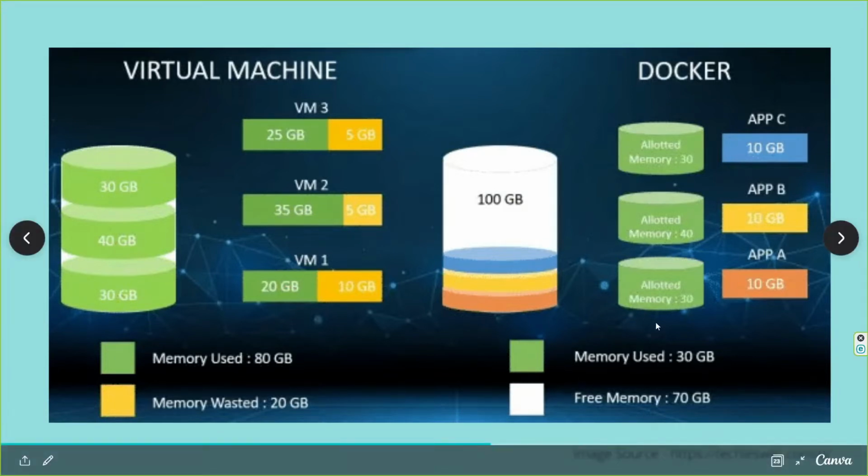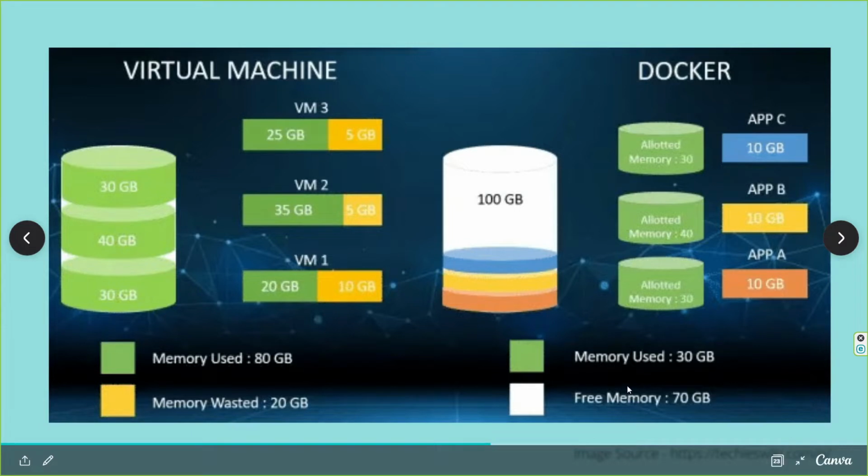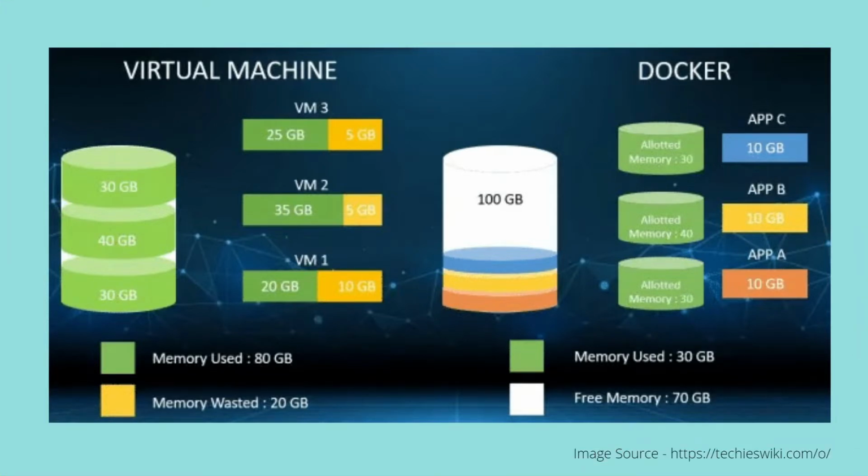Also here, memory usage is 30 GB overall, and here it is free memory, whereas in the virtual machines it was wasted memory. Why do we call it free memory? Even though we allocated 30 GB, 40 GB, and 30 GB for each app, these apps are using only 30 GB, and the rest is free memory. This free memory can be used to deploy another app or for another process. So now you can understand the advantage of using Docker.